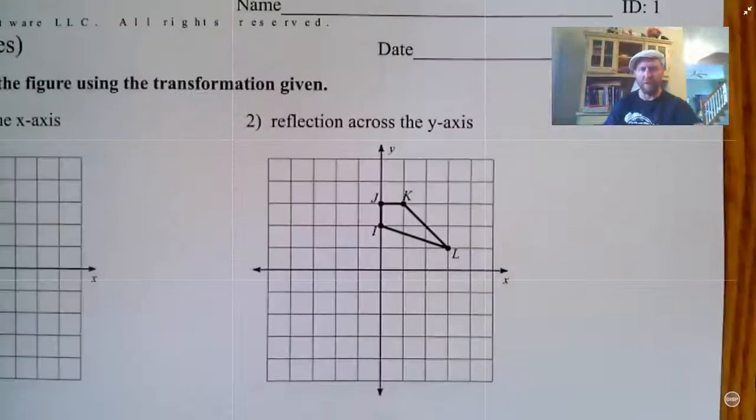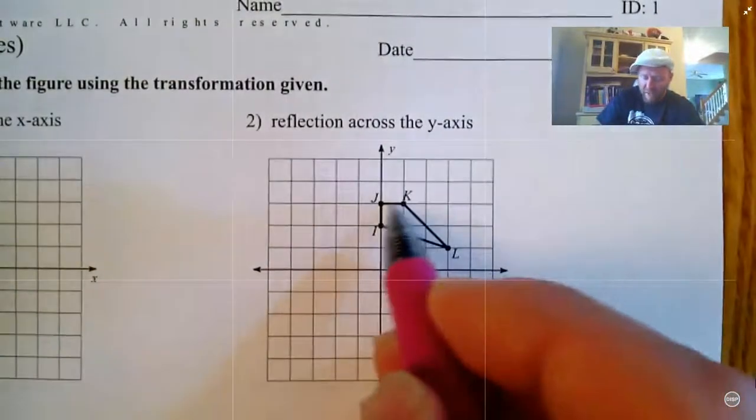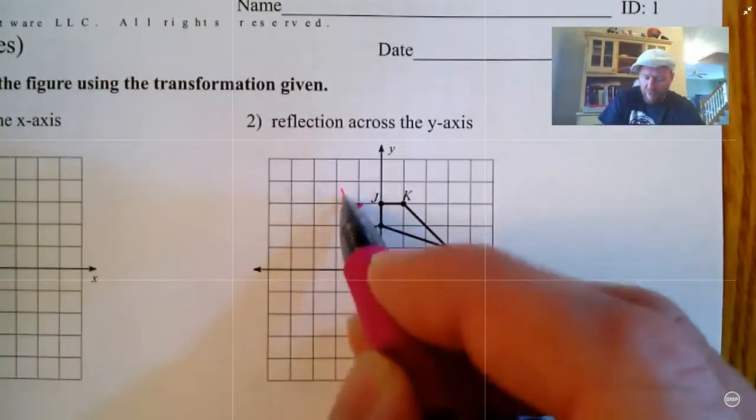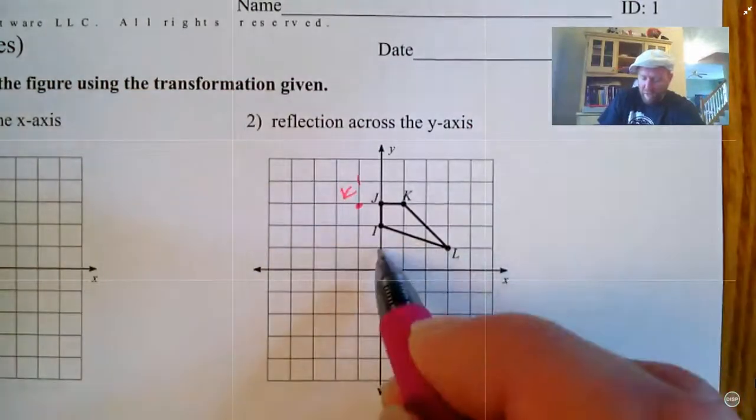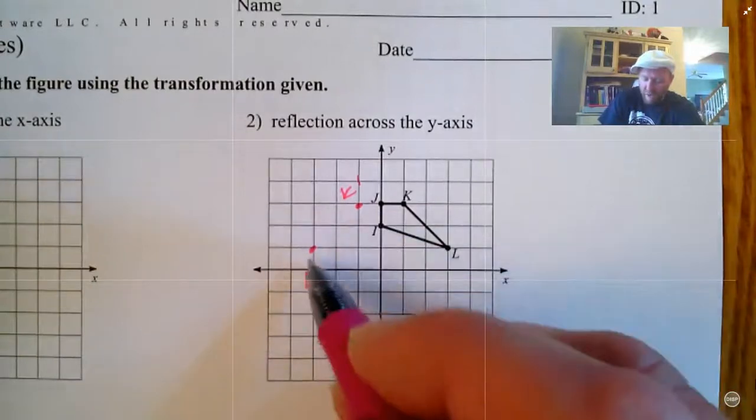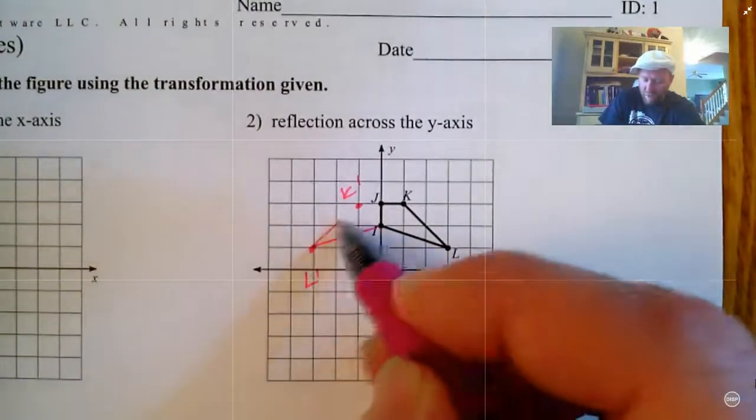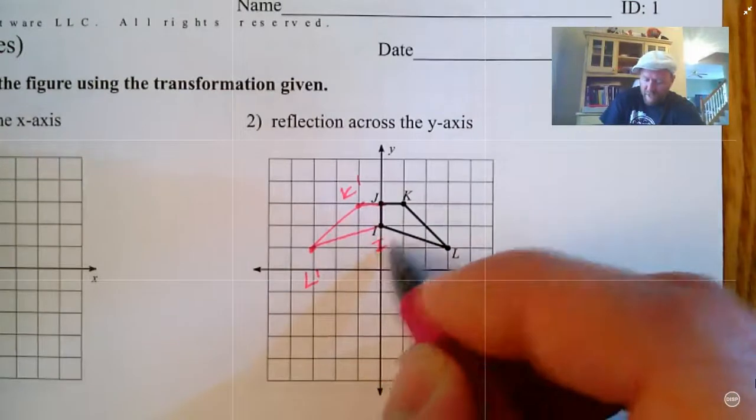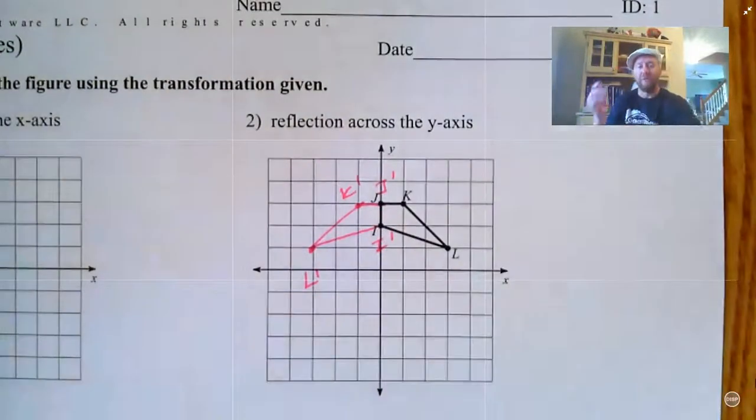Next door here, reflecting across the y-axis. Well, K is a space away, so its reflection is going to be a space on the other side. L is 3 spaces away, so its reflection is 3 spaces on the other side. J and I are already on the axis, so they don't move at all. Technically, I prime and J prime are there. They're just right on top of the original points.